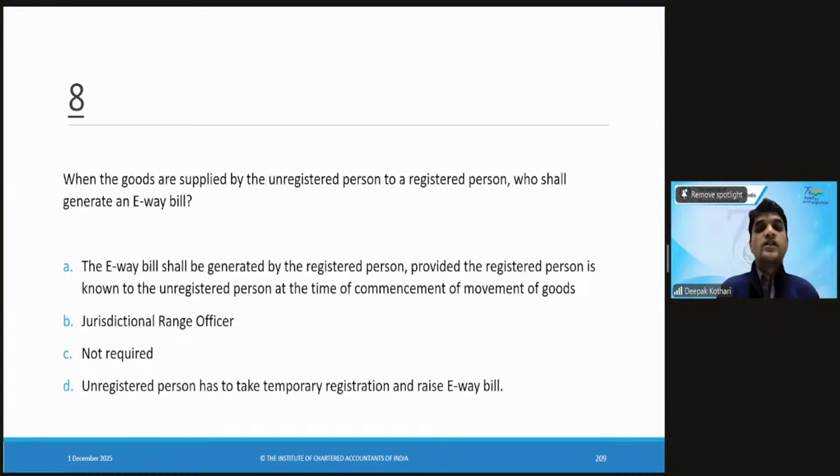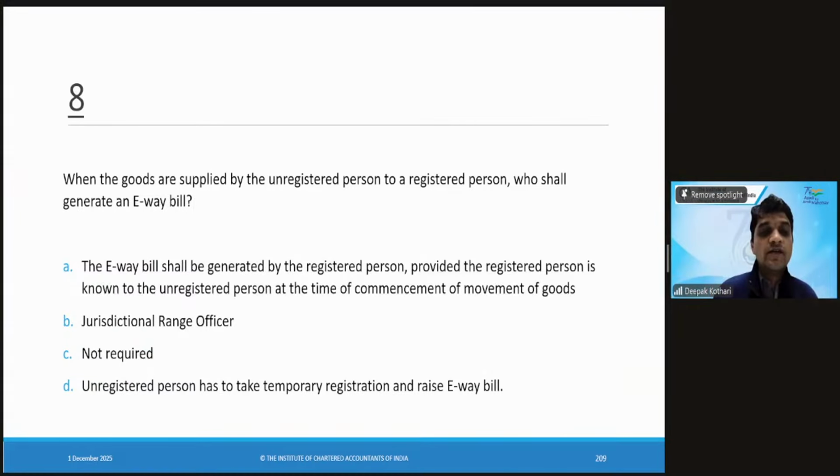When the goods are supplied by an unregistered person to a registered person, who shall generate an e-way bill? Would it be the jurisdictional range officer? No. Does the unregistered person have to take temporary registration? No, not required. Because when a supplier is supplying to a registered person, you can raise an e-way bill for an outward supply or an inward supply. The e-way bill has an option to raise an e-way bill for an inward supply.